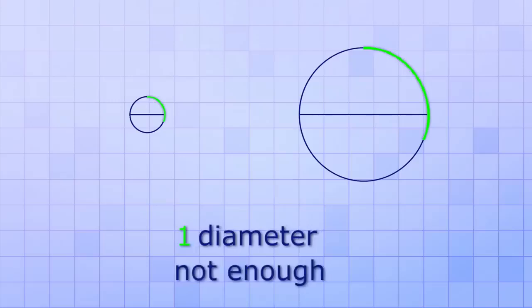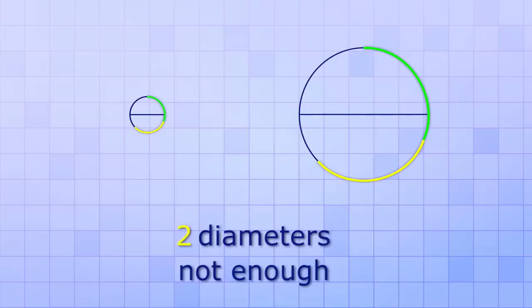Well, to figure that out, have a look at these two circles, one big and one small. We're going to imagine that our circle's diameters are flexible like a piece of string, and that we can wrap them around the outside edges, circumferences, of the circles. So for each circle, if we start at the top and wrap the diameter around the circumference, we see that one diameter is not enough to go all the way around. So let's get another diameter and keep going where the first diameter stopped. 2 diameters still isn't enough to go all the way around. It looks like we're going to need to get a 3rd diameter and keep going.